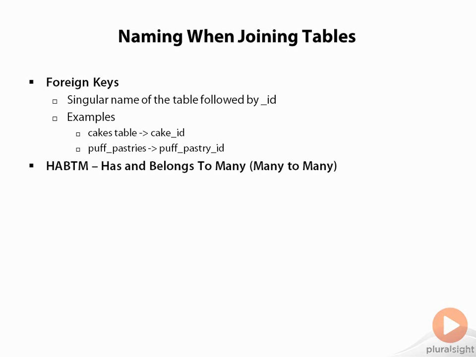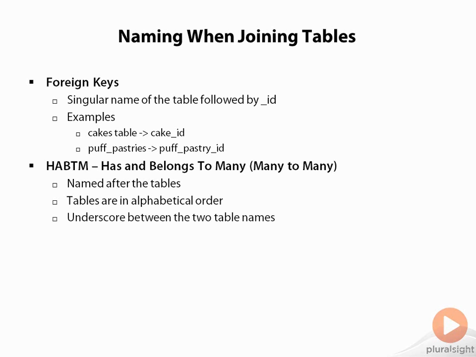The has and belongs to many table, also known as the many-to-many table, has naming conventions as well. The table itself will be named after the tables that are being joined together. The tables are listed in alphabetical order, and they're separated by an underscore. We keep the pluralization of the table names, and we keep everything lowercase.